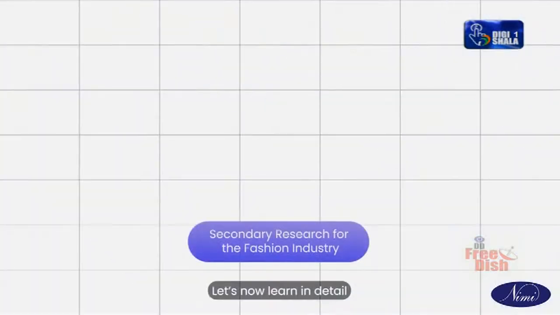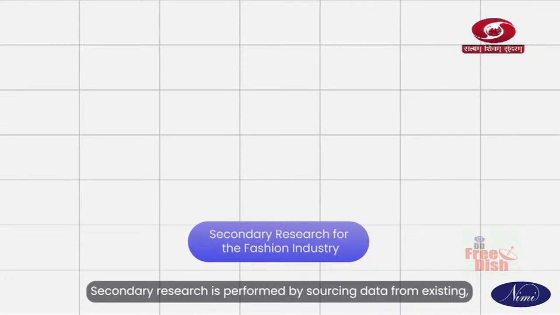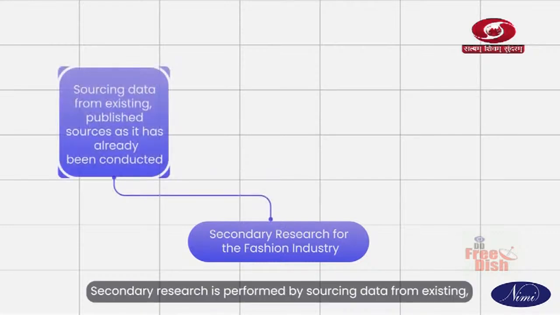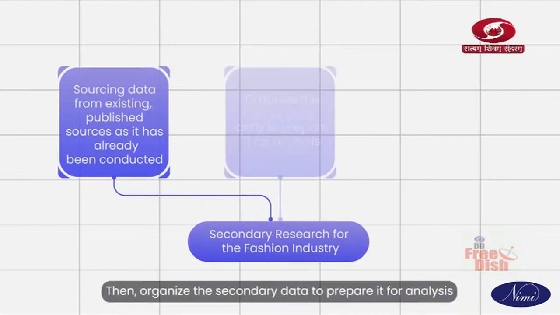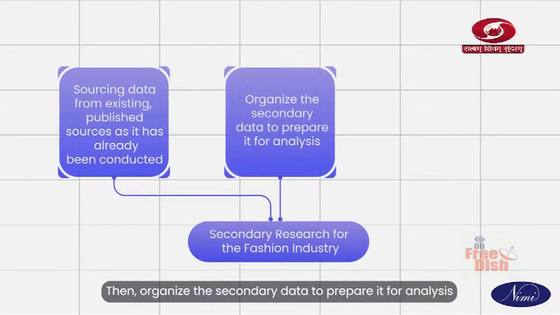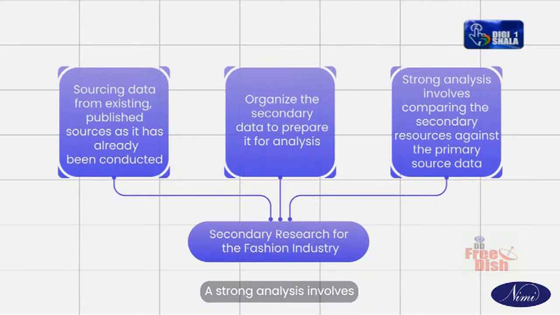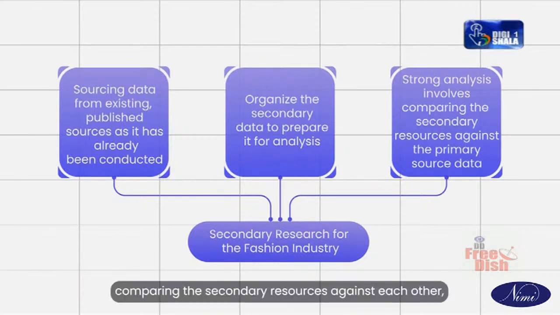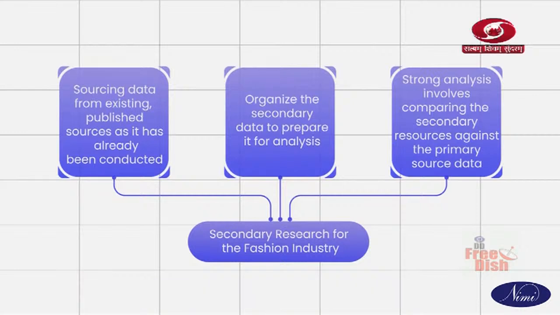Let's now learn in detail about the secondary research for the fashion industry. Secondary research is performed by sourcing data from existing published sources, as it has already been conducted. Then, organize the secondary data to prepare it for analysis. A strong analysis involves comparing the secondary resources against each other, along with their primary source counterparts.